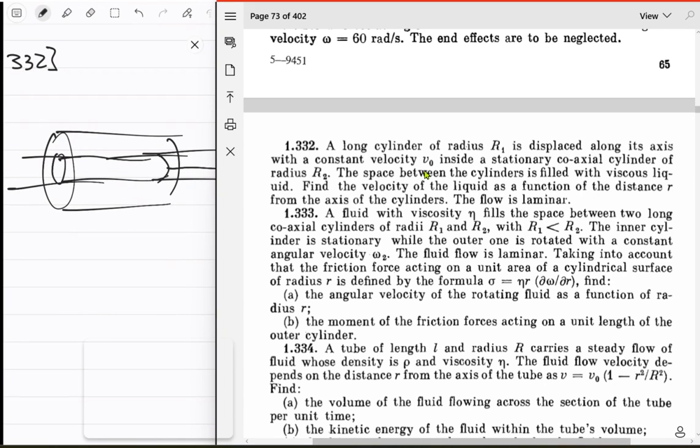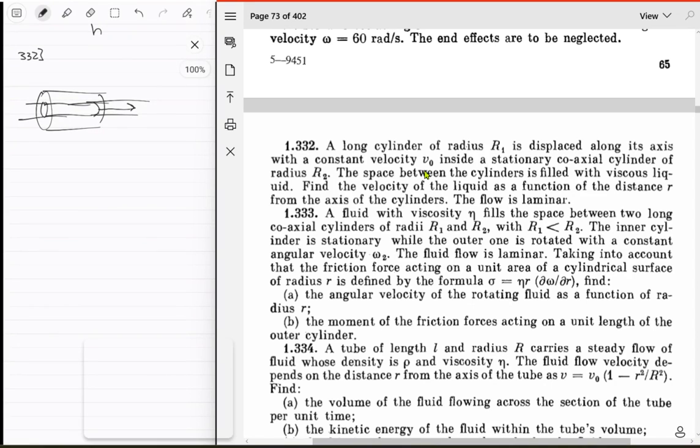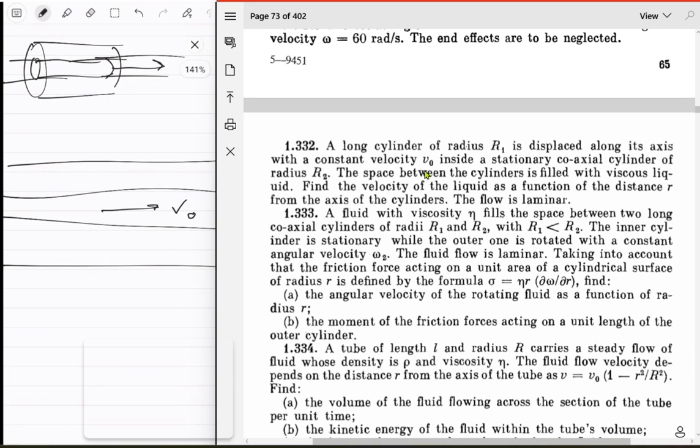Wait, if there's velocity over there, okay, so this is supposed to be infinitely big, right? So you have this very long cylinder, and then inside you have another very long cylinder, and then this thing is being pulled with velocity v naught. You want to figure out the velocity profile of the liquid over here, right? Yeah, basically. So once again, can we do the same thing as we did last time? Can we assume that the gradient with respect to r is constant? So then we just have this thing, right?